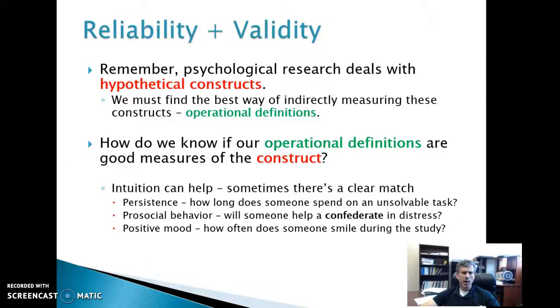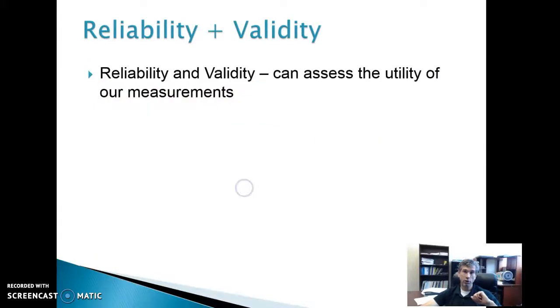If I want to measure people's positive mood, one way I could represent it is just count how often people smile during a study. Again, intuitive. It makes sense. So intuition can help. It can give us some really logical operational definitions, but it's not enough overall. We need something that can verify that our operational definitions are good. Here's where reliability and validity come in.